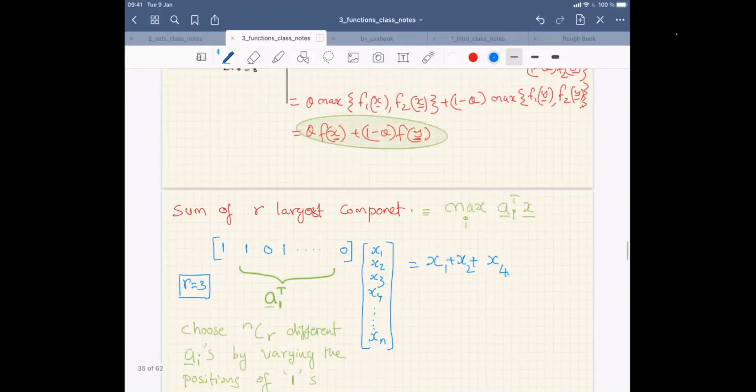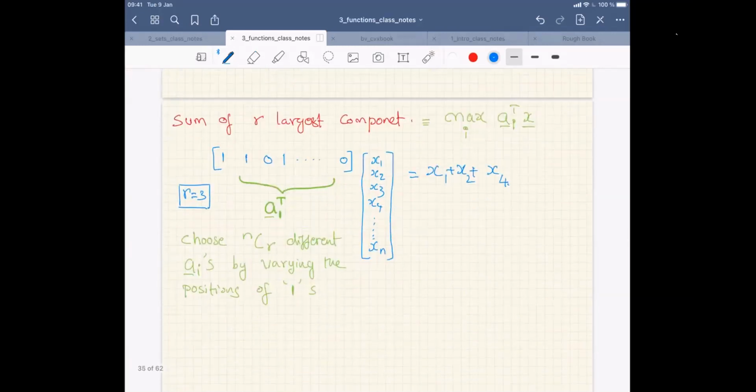Suppose we have n numbers. We are saying we have to add the r largest numbers from them. Then how will we understand up to what point we have to consider the largest numbers?